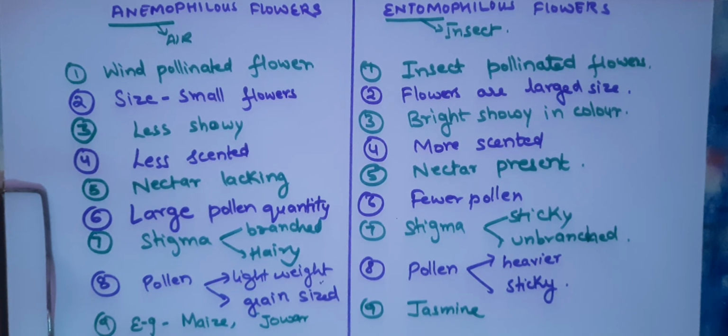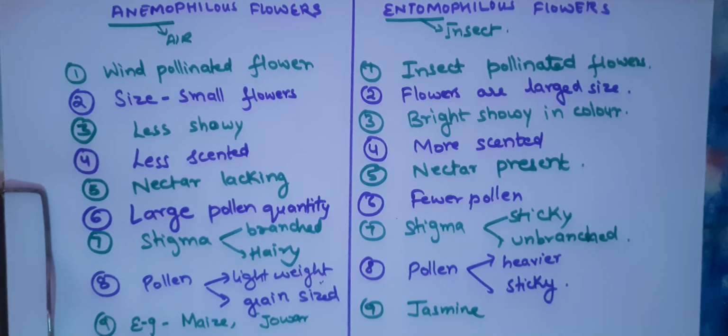Okay, the fourth difference between the two is in their scent. So the wind pollinated flowers have less scent, whereas the insect pollinated flowers have more scent. The nectar is lacking in the wind pollinated flower, and the nectar is present in the insect pollinated flower. The flowers which are pollinated by the winds also have a large pollen quantity, whereas the insect pollinated flowers display fewer pollens.